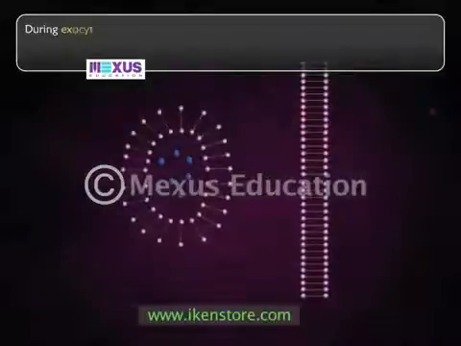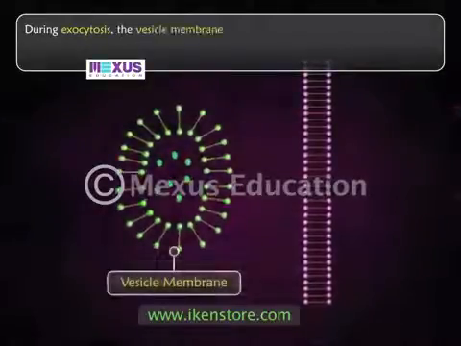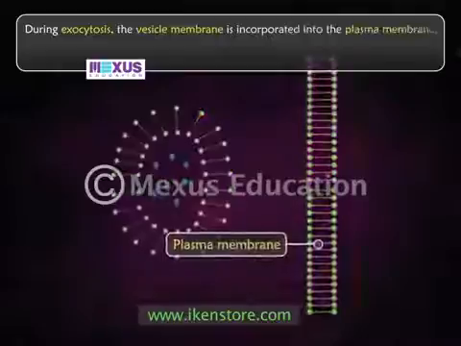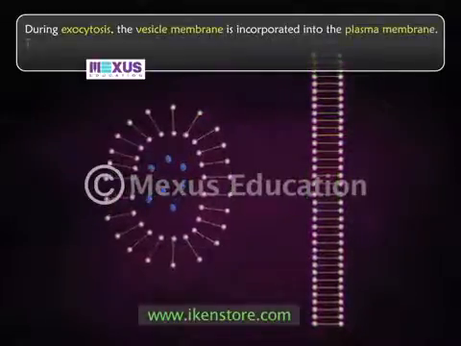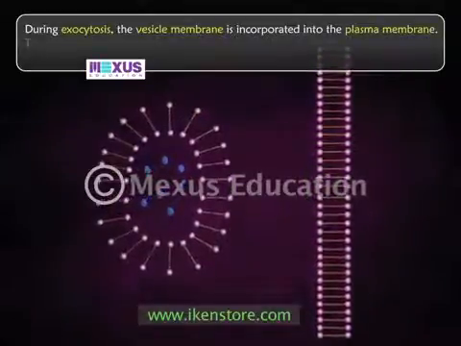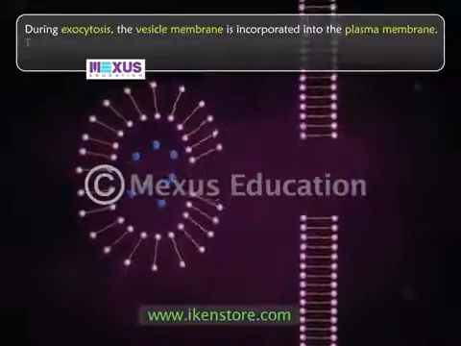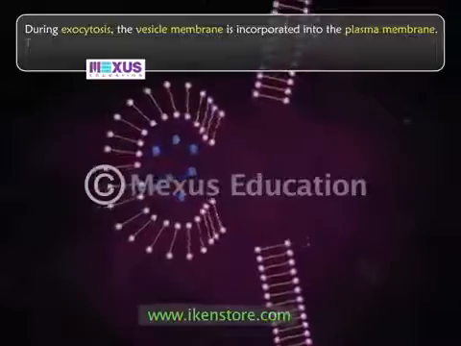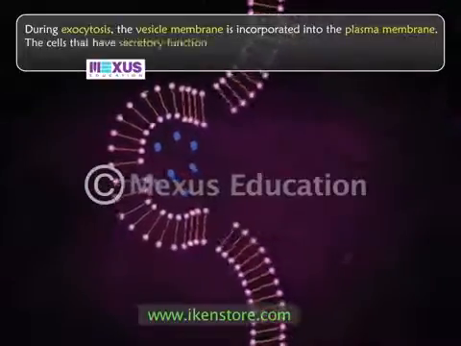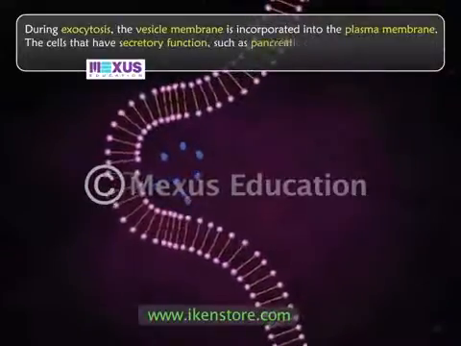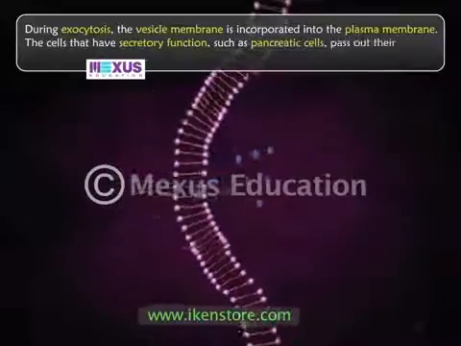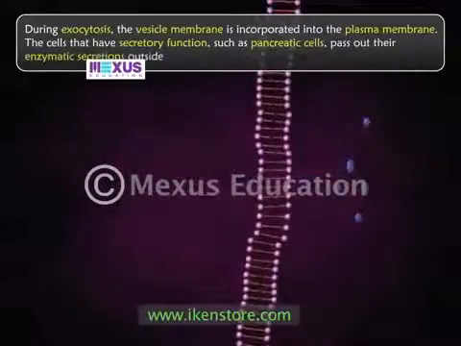During exocytosis, the vesicle membrane is incorporated into the plasma membrane. The amount of secretory vesicle membrane that is temporarily added to the plasma membrane can be enormous. In this process, cells having secretory function, such as pancreatic cells, pass out their enzymatic secretions outside the cell.